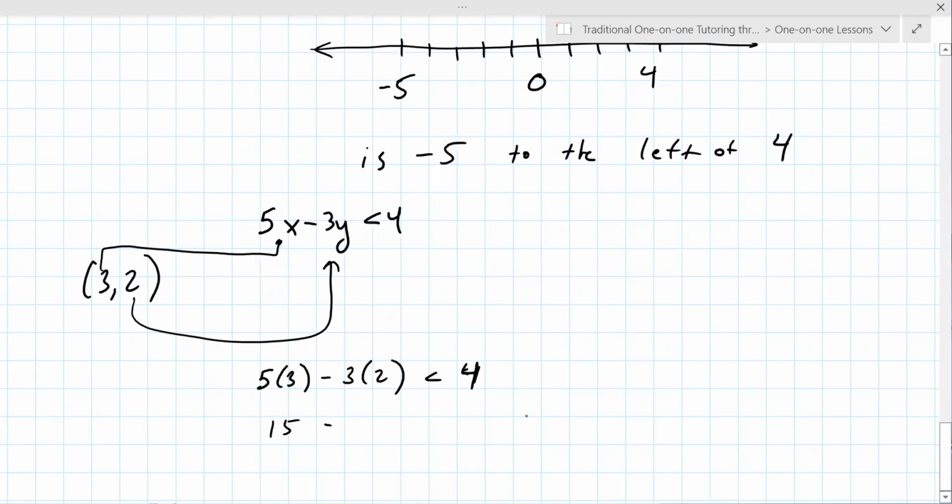Okay, now is that true? Is 9 less than 4? I'm looking for a true or a false here. No, it's not less than 4, it's greater than 4. So we'd say it's false. Very good. Okay, let me give you a new inequality here.